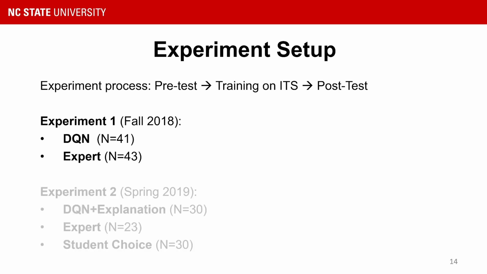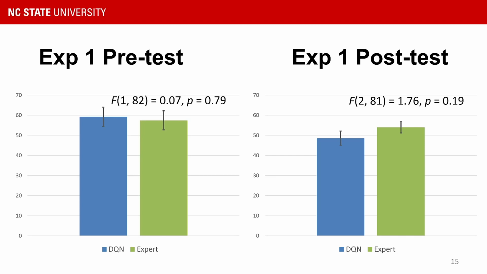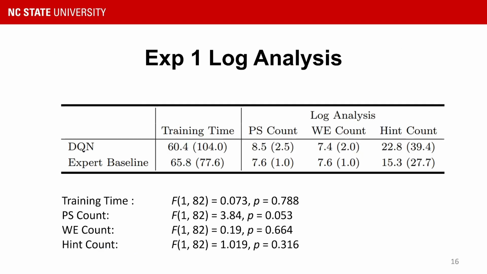Let's begin with experiment number 1. We compare the pre-test and the post-test scores the students obtained in the DQN group against the scores obtained by the students in the expert group. A one-way ANOVA test using the group as a factor showed no significant difference on the pre-test scores between the two groups, so the groups were balanced in their incoming competence. A one-way ANCOVA test using the pre-test score as a covariate and the group as a factor also showed no significant difference on the post-test score.